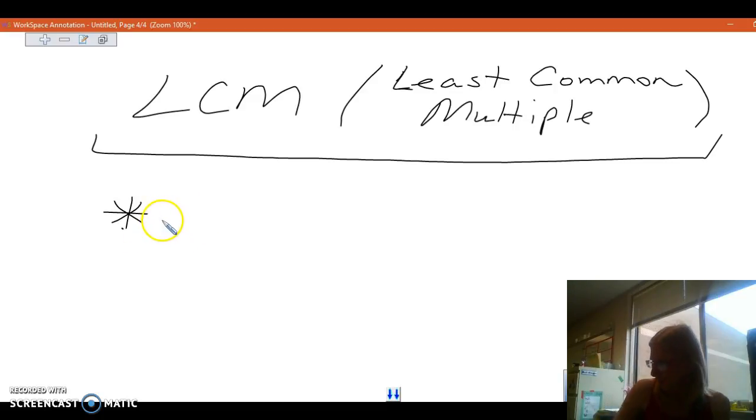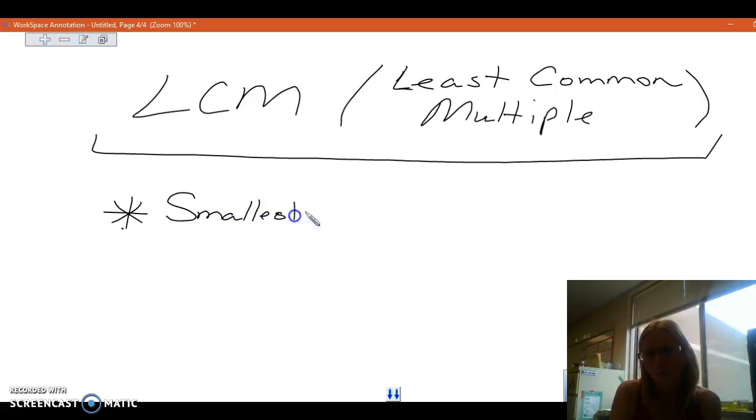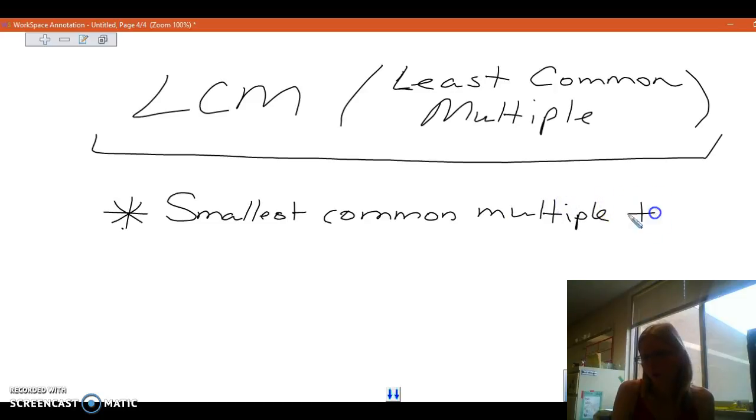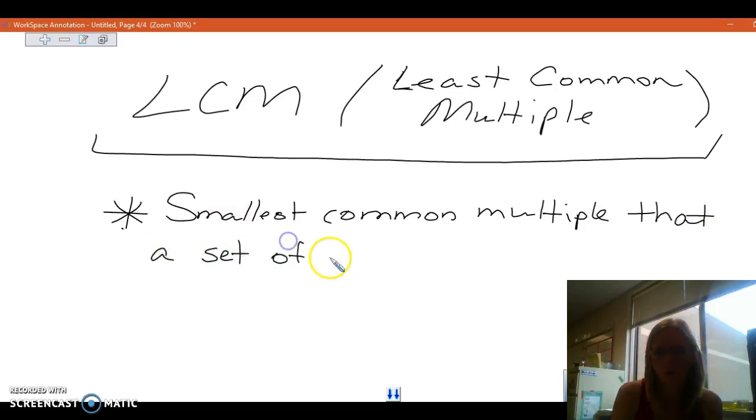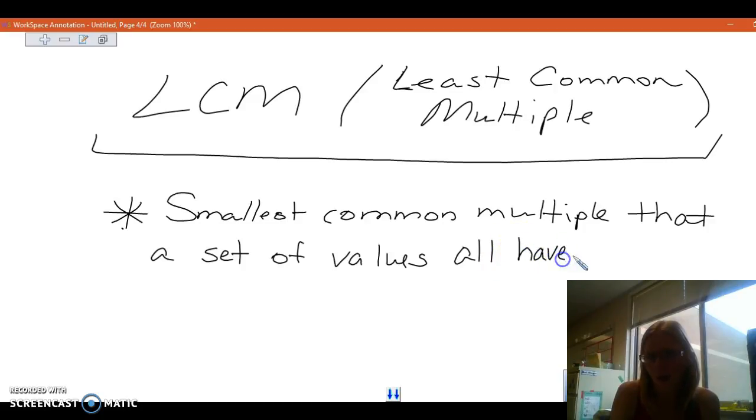What is least common multiple? The least common multiple is actually just the smallest common multiple that a set of values both have or all have. Okay, because it could be 2 or more. So they all have this multiple in common.